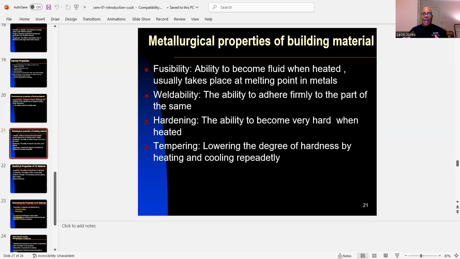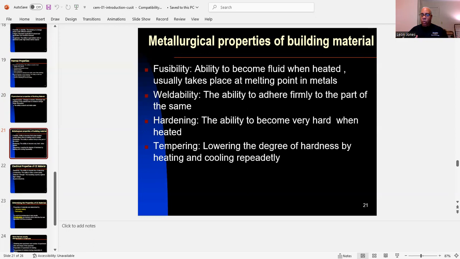Usually takes place at melting points or melting point in metals. Weldability, the ability to adhere firmly to the part of the same. In other words, talk about welding. We're welding a piece of metal to a second piece of metal. And when that weld dries, it's supposed to be strong enough to fuse the metals together.